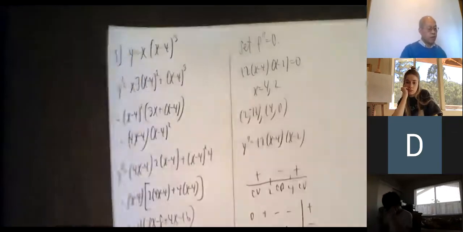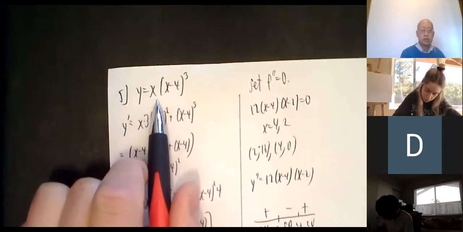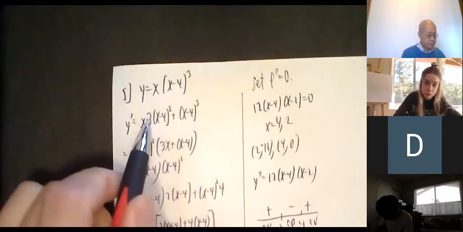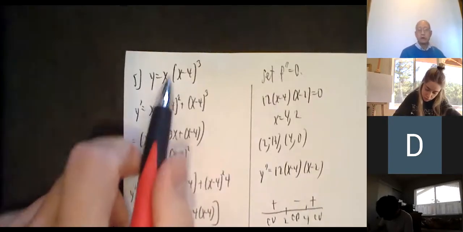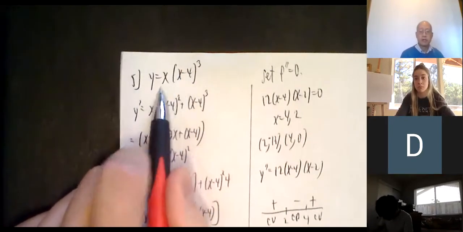Let me show you question number 5. y equals x times (x minus 4) cubed. Now, you could multiply that all out. I don't feel like doing it. You probably don't feel like doing it either. So let me just take it as is.